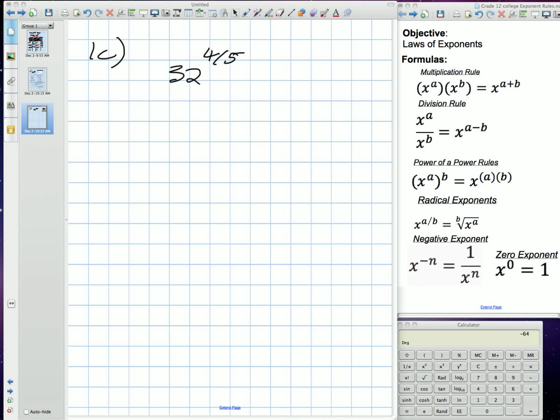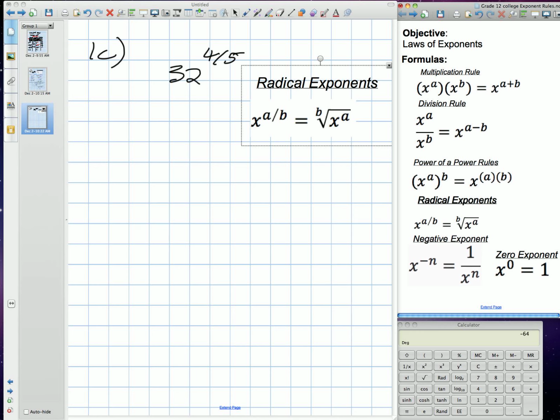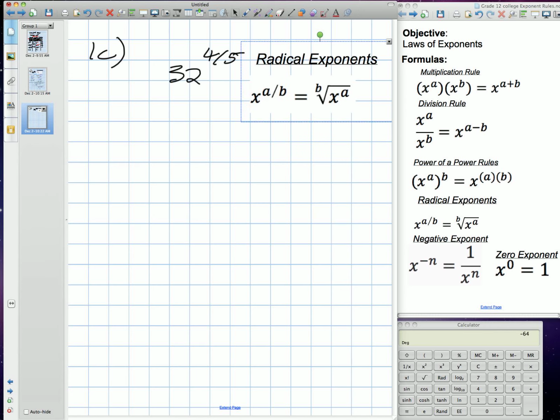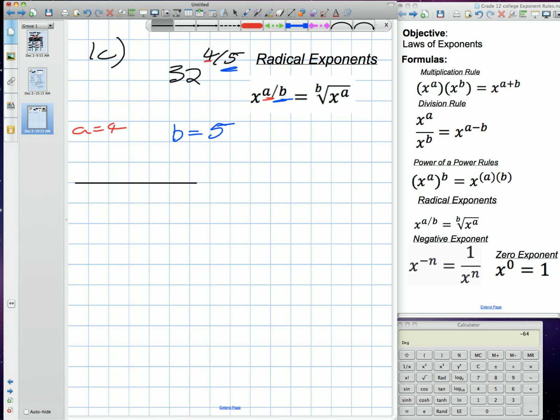Example 1C. Like usual, we're working with a radical exponent, like we said. We're going to just clarify what our A and B value is here. So our A in this case is what? 4. Our A is equal to 4. Our B is 5. So B is equal to 5. And we go to rearrange this, okay? Now, I'm going to show you 2 different ways of going about solving this question. So we're going to split this in half here.